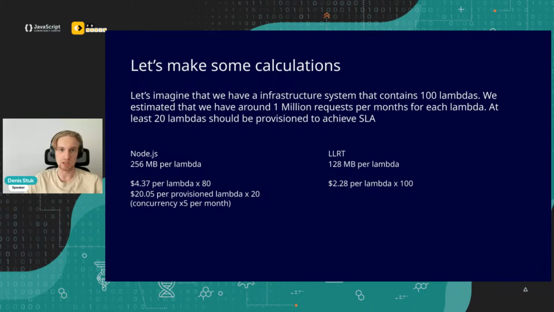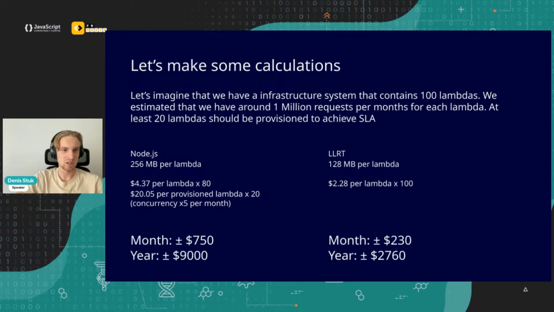So the big difference between the price, and for LLRT, we can just skip the provisioning step because it is already fast enough. And because of that, we can save some money. The difference between the price will be something around, for Node.js, $750 per month, and for the system built using LLRT, we will pay something around $230. And the price difference is quite significant, especially if we take a look at the yearly price.